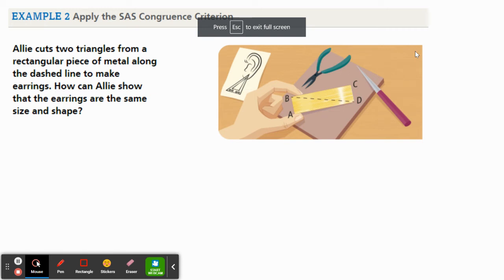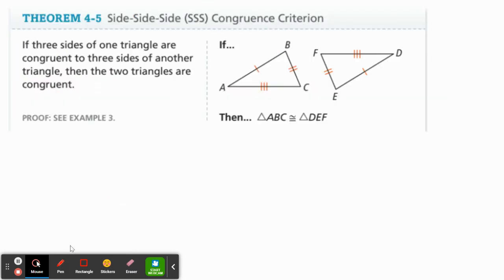All right, geometry video 2 here, covering lesson 4.3. We just talked about side angle side congruence, and now let's move on to side side side congruence. This is another way to prove triangles congruent.